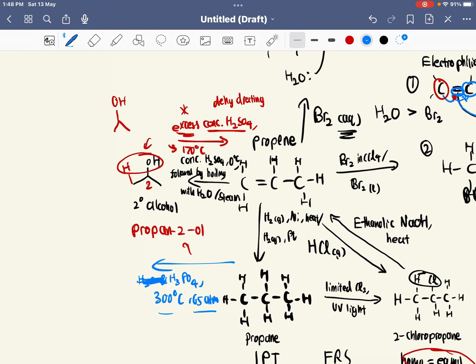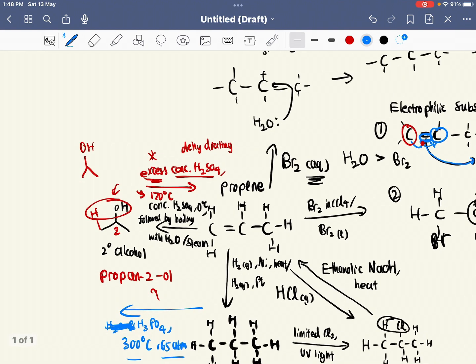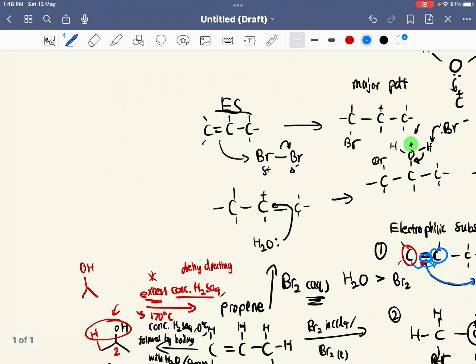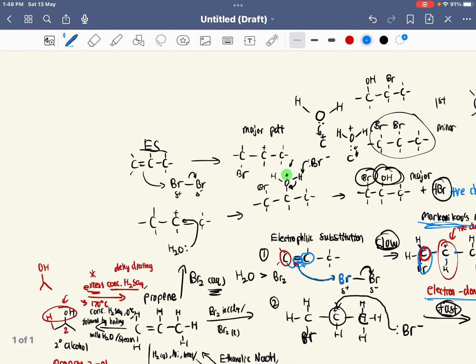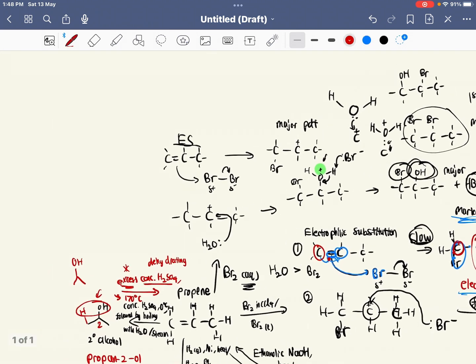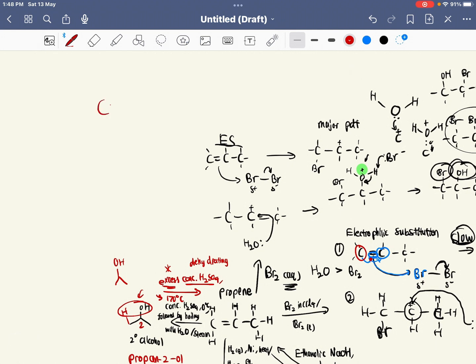So with that, I believe I covered most, if not all, of the alkene reactions. Oh wait, there'll be the oxidation too. How about we just cover it right now? I know this is all over the place. So let's cover oxidation of alkene. We have our favorite propene here, and we're going to use it as an oxidation example.